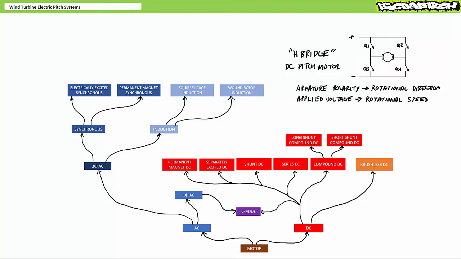Additionally, by varying the duty cycle of the switches, one can control the speed of the DC pitch motor. Switches closed for a longer period than they are open result in higher average voltage being applied, thus increased speed. Conversely, switches open for a longer period than they are closed result in lower average voltage being applied, thus decreased speed. We'll examine DC motors and H-bridge controllers in greater detail in later lectures.